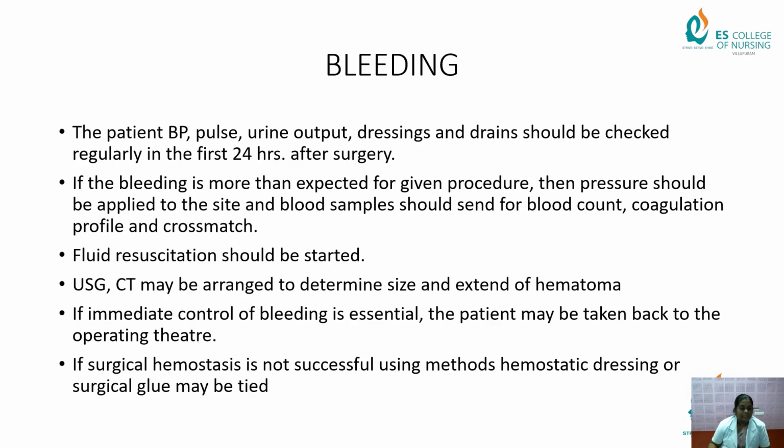Next, bleeding. The patient's blood pressure, pulse, urine output, dressing and drain should be checked regularly in the first 24 hours after surgery. If the bleeding is more than expected for the given procedure, pressure should be applied at the site and a blood sample sent for blood count, coagulation profile and cross matching. Fluid resuscitation should be started. Ultrasonography and CT may be arranged to determine the size and extent of the hematoma. If immediate control of the bleeding is essential, the patient may be taken back to the operation theatre immediately. If surgical hemostasis is not successful, a hemostatic dressing or surgical glue may be tried.